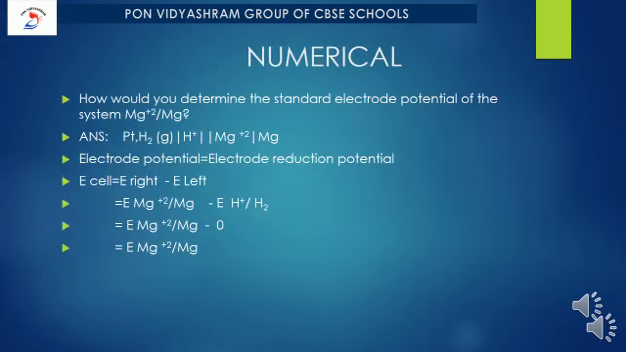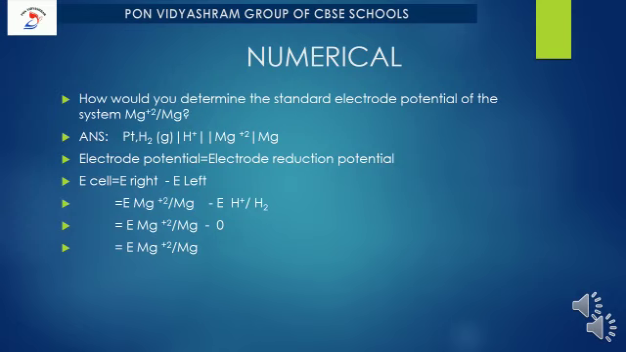The next one is, how would you determine the standard electrode potential of the system? Mg2+ into Mg. So now it is a very simple reaction. You will be writing the complete reaction. Platinum, H2 in gaseous form converted into H+, and salt bridge, Mg2+ converted into Mg.